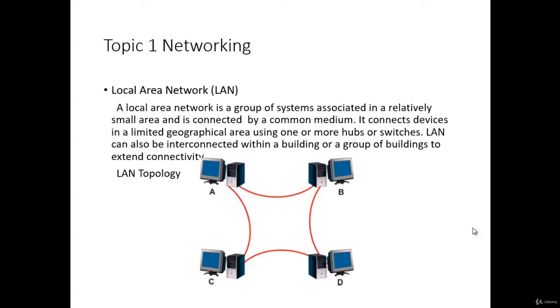Local area network. A local area network is a group of systems associated in a relatively small area and connected by a common medium. It connects devices in a limited geographical area using one or more hubs or switches. A LAN can also be interconnected within a building or a group of buildings to extend connectivity.